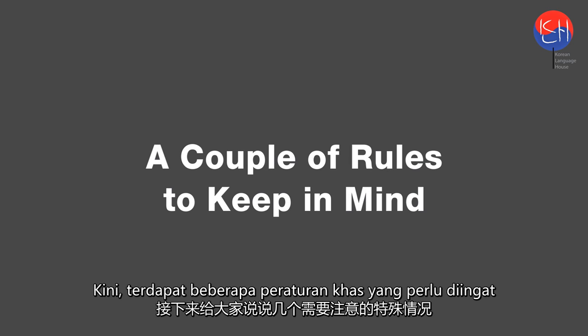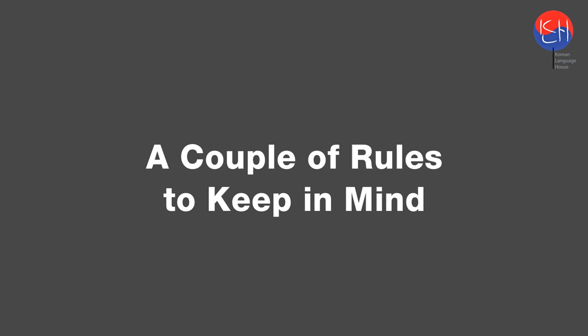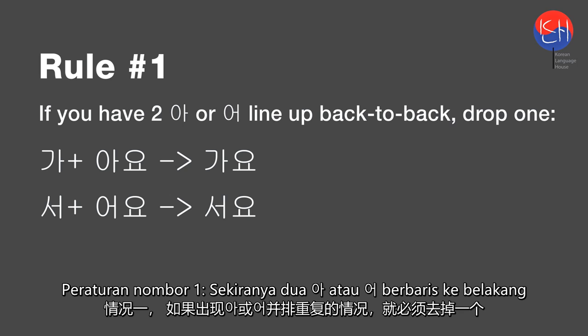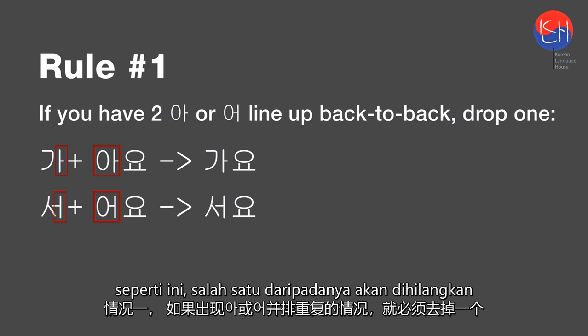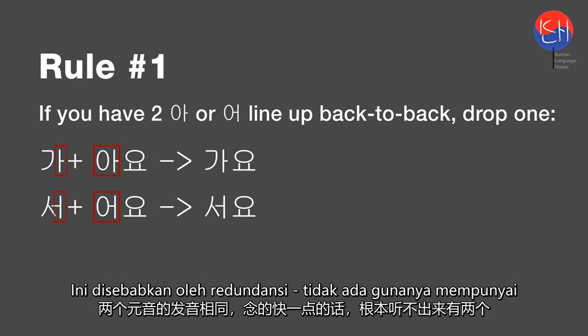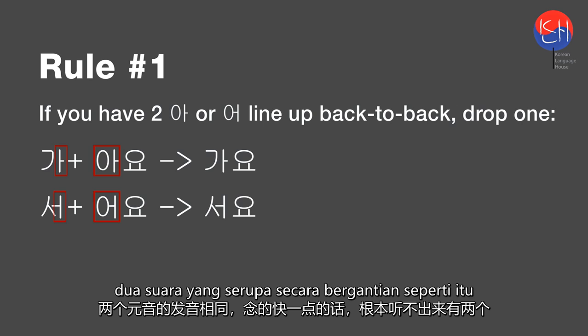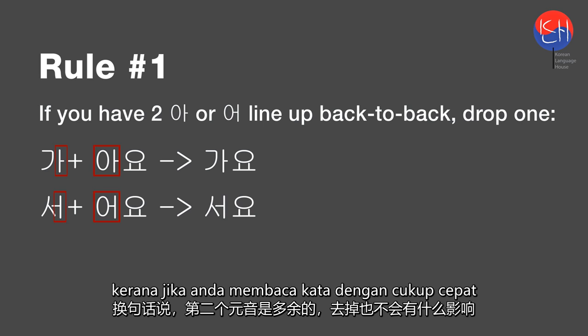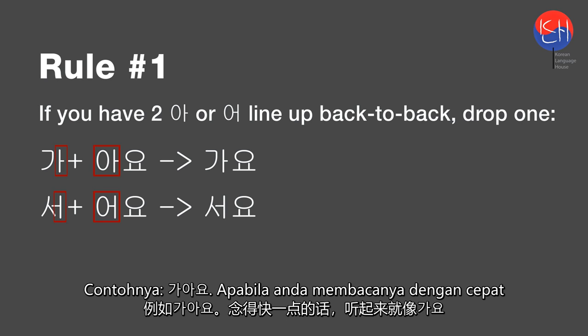Now there are a couple of special rules to keep in mind. Rule number 1. If 2 a or o lined up back to back like this, one of them gets omitted. This is due to redundancy. There's simply no point in having 2 identical sounds back to back like that, because if you read the word fast enough, the 2 sounds will just blur together anyway. For example, 가요. When you read it quickly, it just sounds like 가요.